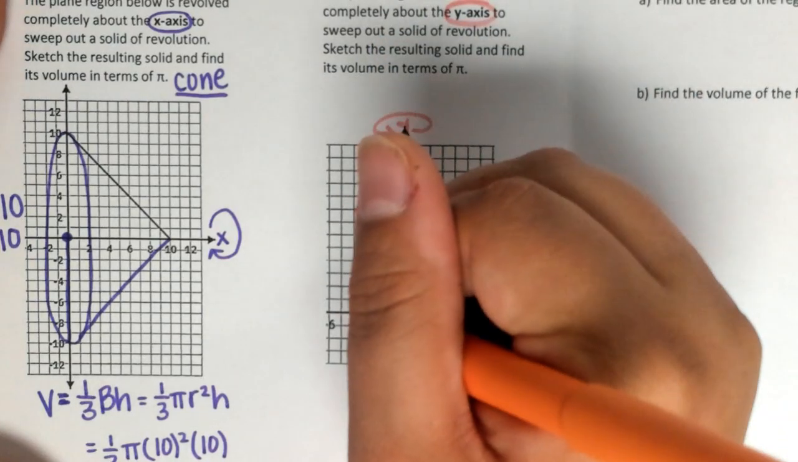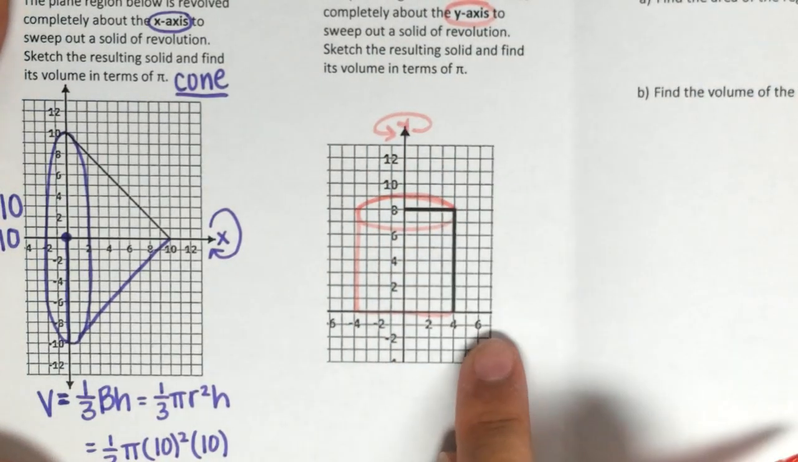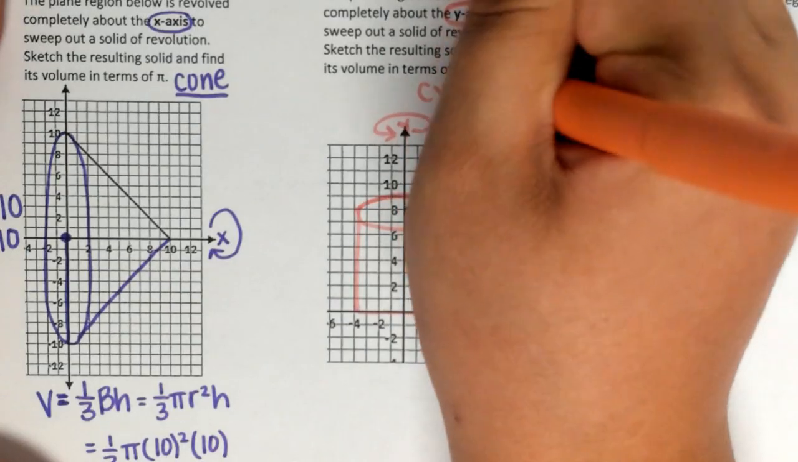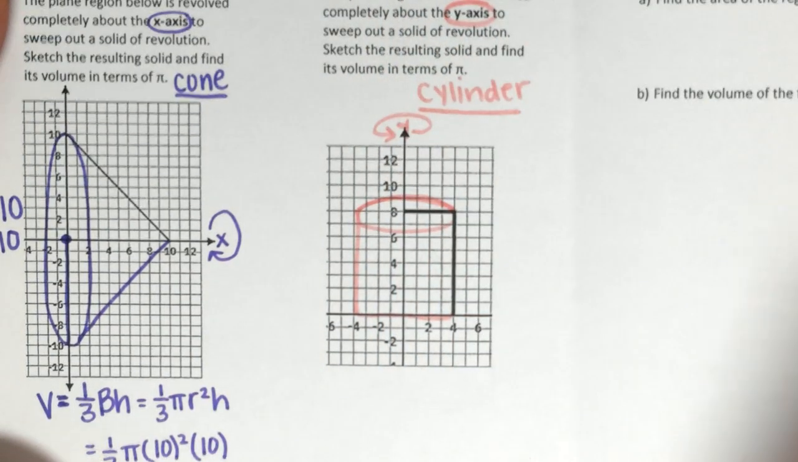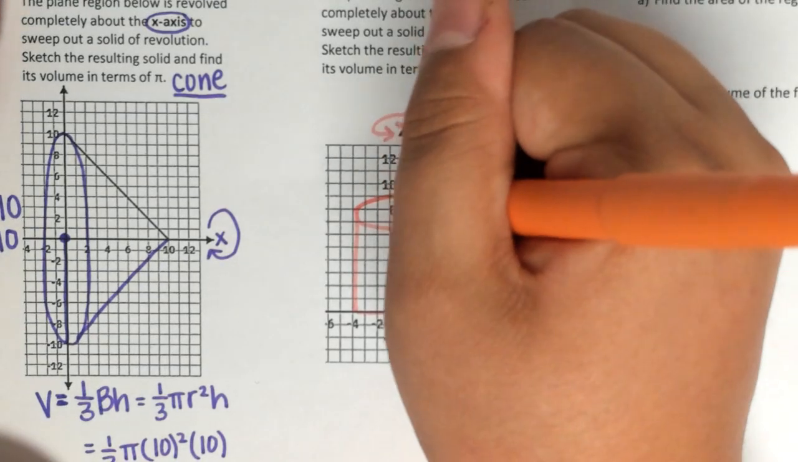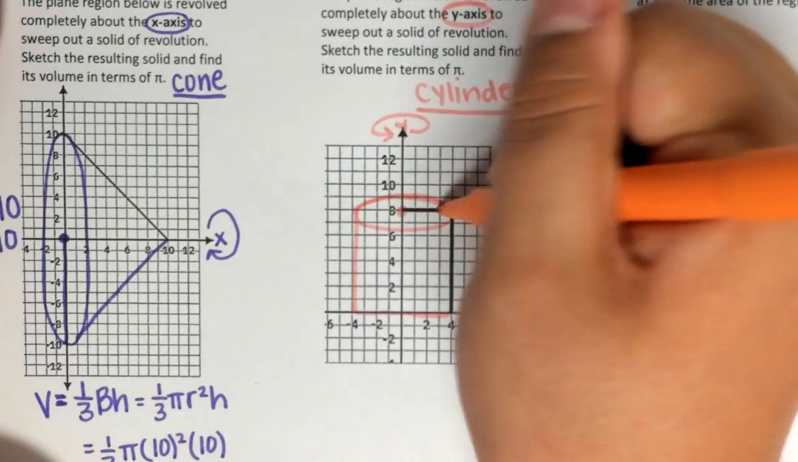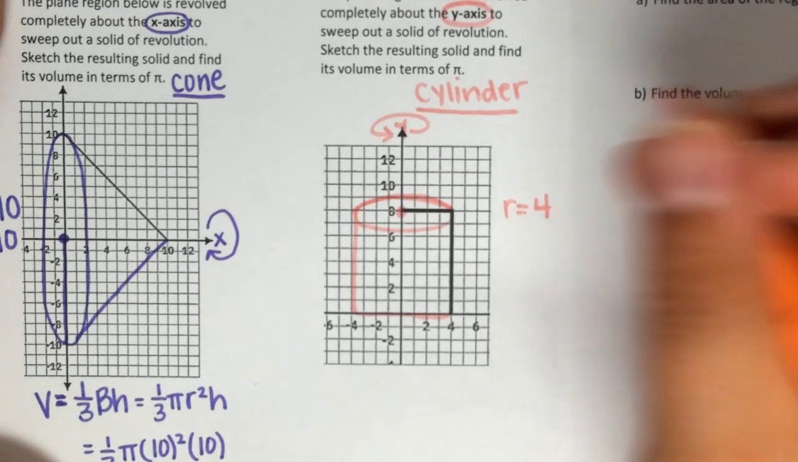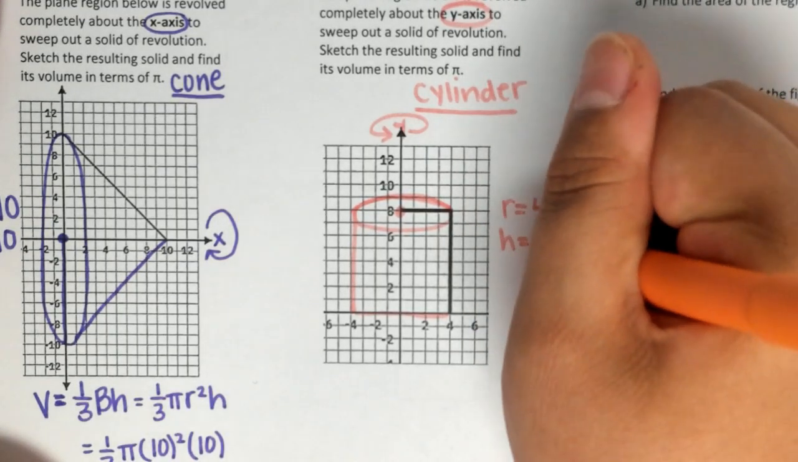What did I just create? What shape is that? 3-dimensional shape. What is it? A cylinder. Does that make sense? A cylinder. What do I know about this cylinder? What's the radius of it? 4. We're going about the y-axis, so we're going to start on the y-axis. The radius is 4. What else do I know about this cylinder? How tall is it? 8.